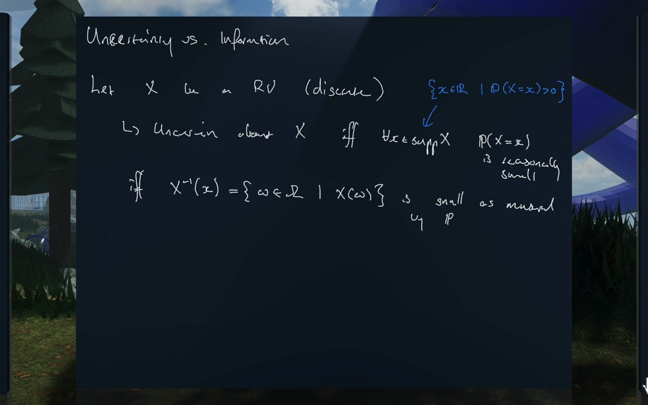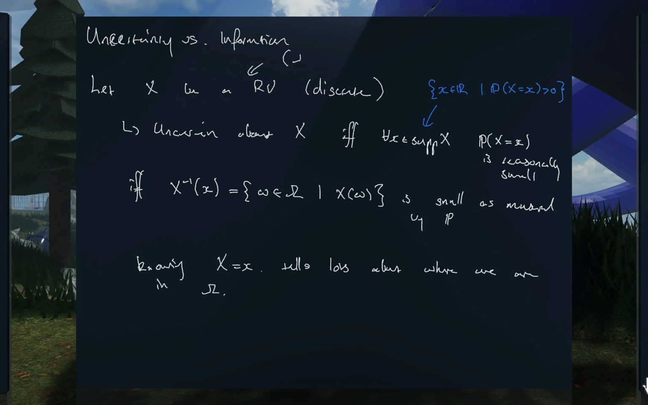So in other words, for a random variable that we have a high amount of uncertainty in, knowing that x is equal to some value tells us lots about where we are in omega, right? So here, I guess I should have said, we have a probability space, omega, which we're sort of working under.